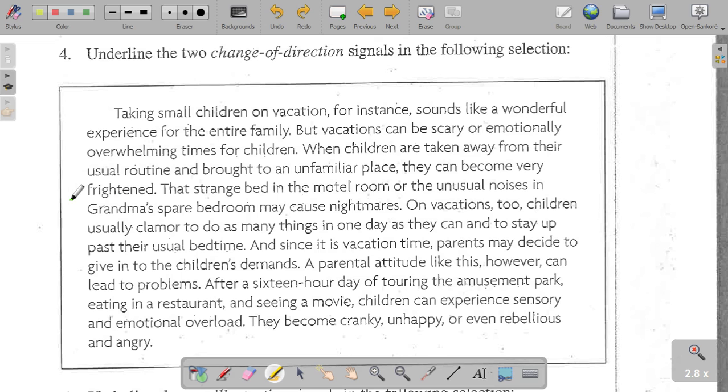So what do we have here? For instance. That's more an example one, but that works as far as the transition goes. What else do we have? But, good. And then we have at the end, toward the end, I should say. However, right. However is always a good one to use. Okay, good. All right.